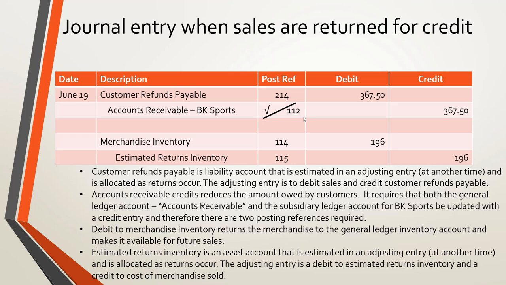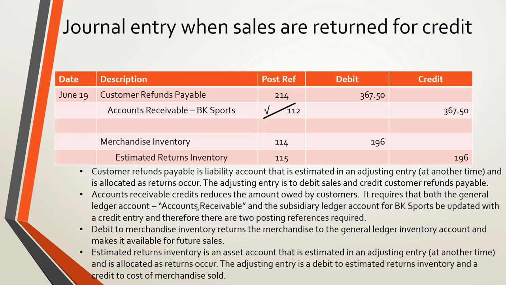The debit to merchandise inventory shows that those bowling balls are going back into inventory, again at their cost, $196. And this estimated returns inventory, again, is a special account that we use to track returns for inventory, and that's the account that gets credited in this case. Both the customer refunds payable and the estimated returns inventories are accounts that get recorded in adjusting entries at the end of an accounting period to be used in future accounting periods.